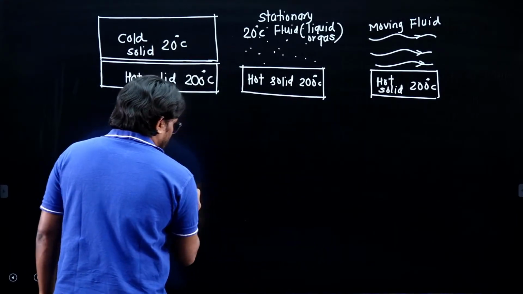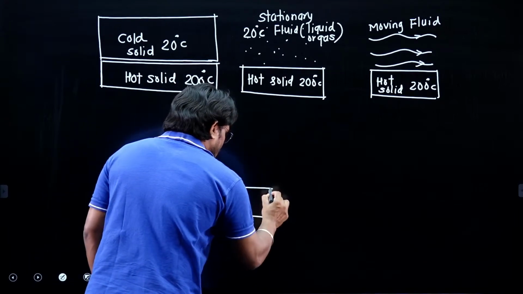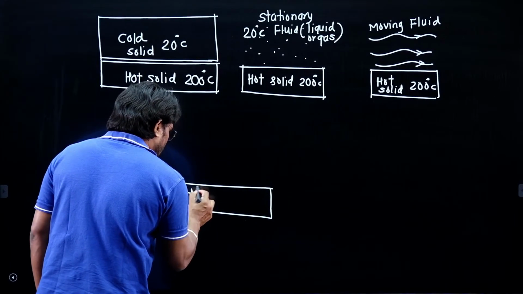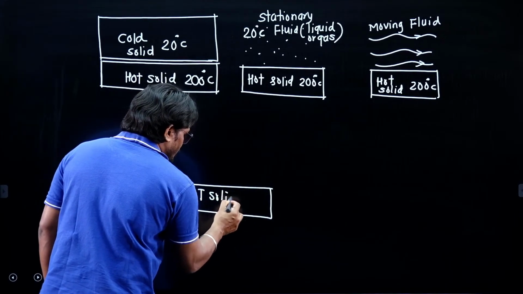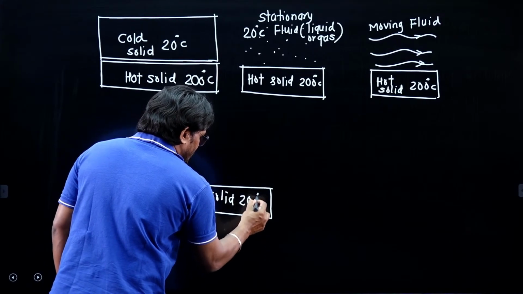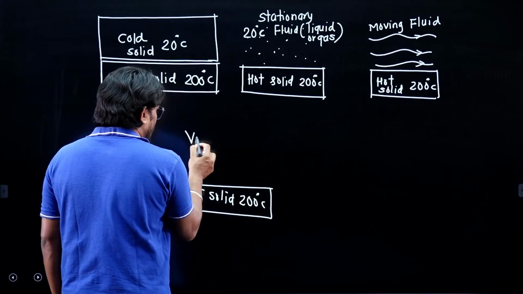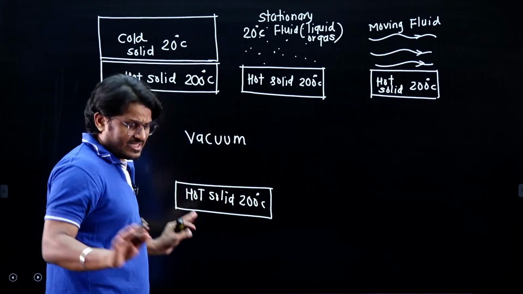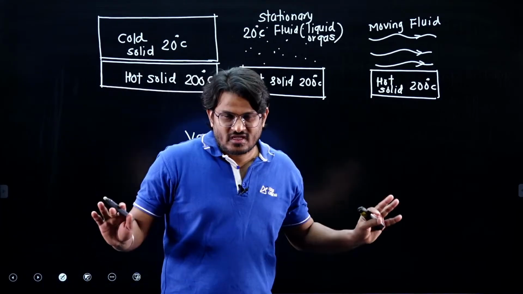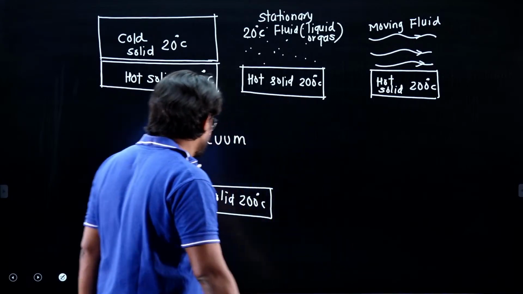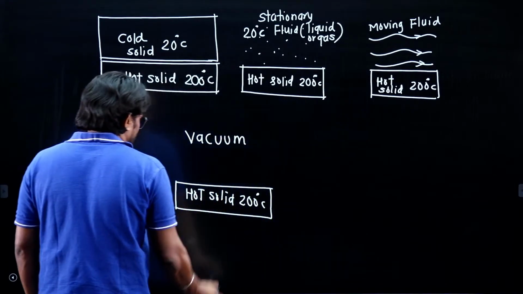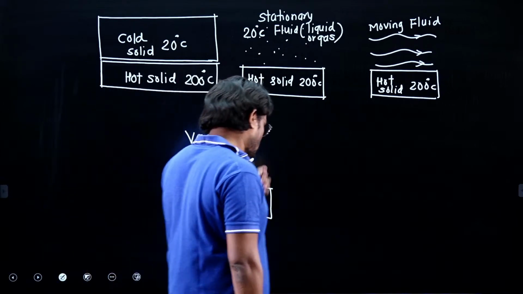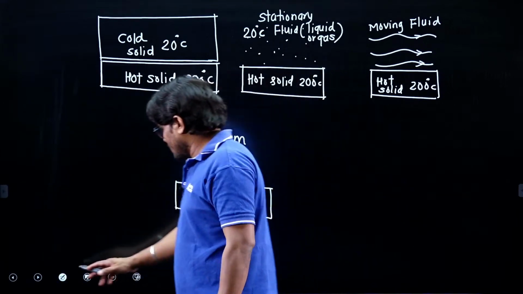Now let us say this is a hot solid. This is 200 degrees Celsius, and here it is a vacuum. Nothing is there. It is a vacuum. Nothing is there, right? So this is a hot solid, that is 200. Now, right? So some common sense.